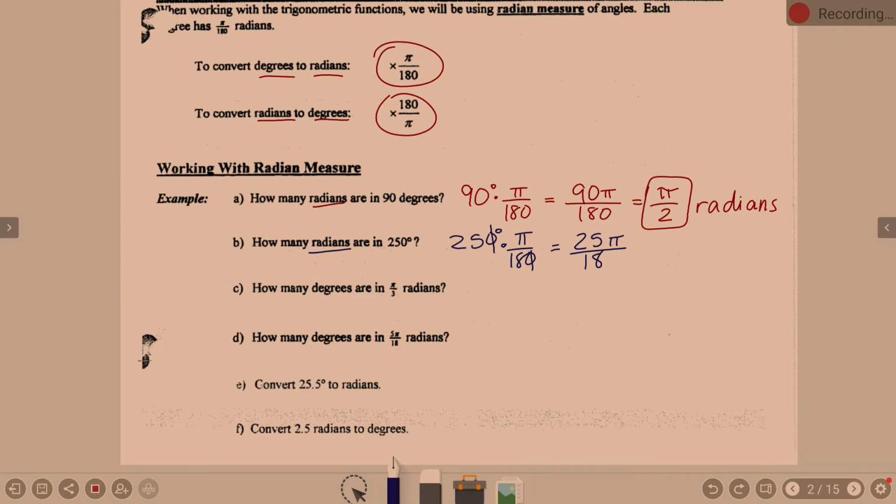Are there any other common factors there I can divide out? No, 25 only divides by 5. 18 doesn't divide by 5. So 25 pi over 18 radians. Now, 18ths is not a common radian we talk about, so that's not one that you're going to be able to look over there and find marked on the board. Okay? But I'm going to leave it like that.